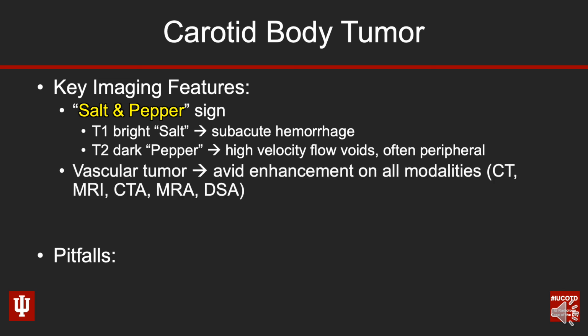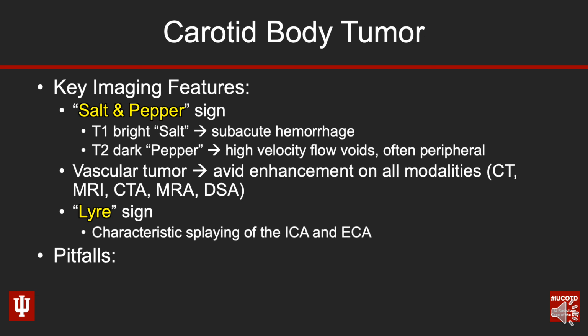And again, these are very vascular tumors. These will avidly enhance on all modalities. So regardless of whether you're doing CT, MRI, whether you incidentally pick one of these up on a CTA or an MRA, or if it's something caught on an angiogram, conventional angiogram, these are vascular tumors that will enhance very avidly. You also look for that lyre sign with the characteristic splaying of the ICA and the ECA.